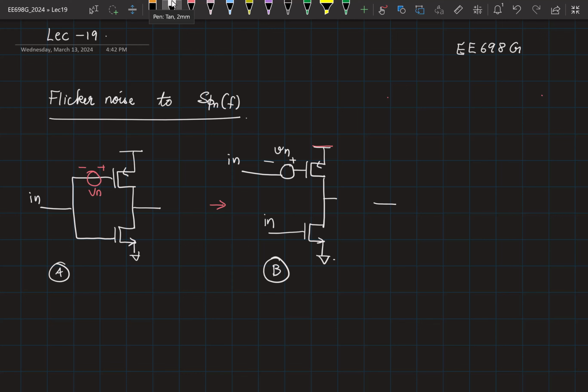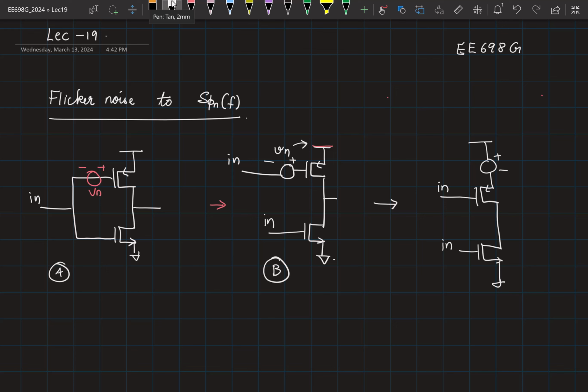Right? Now, I want to change the position of Vn and put it on the source side. Assume that we can neglect channel length modulation. Can you tell me if this is possible? It is possible? So how should I put the signs now? The signs have to be reversed. So this is connected to input.